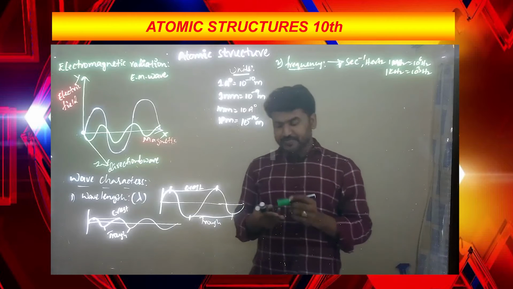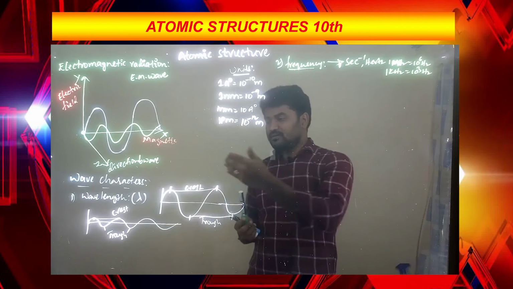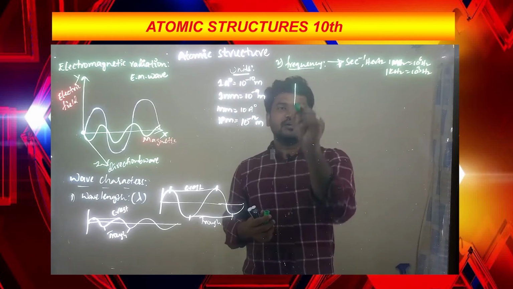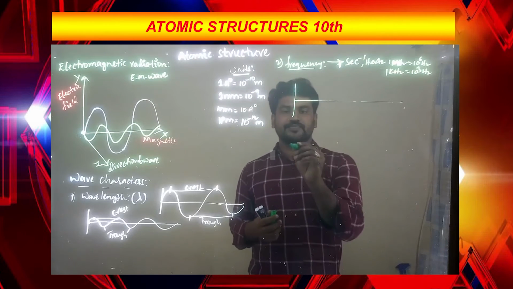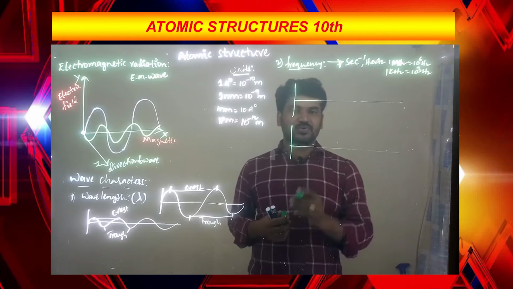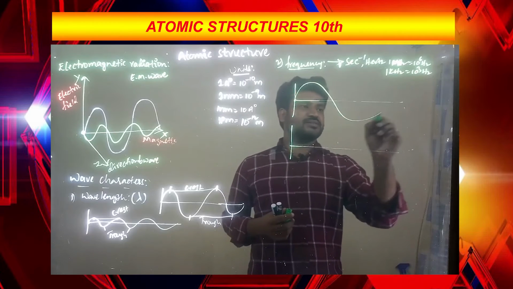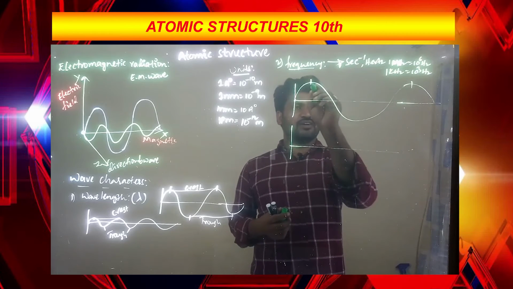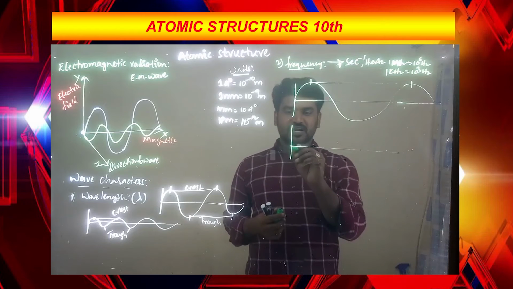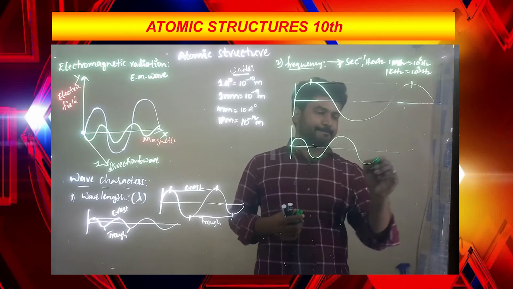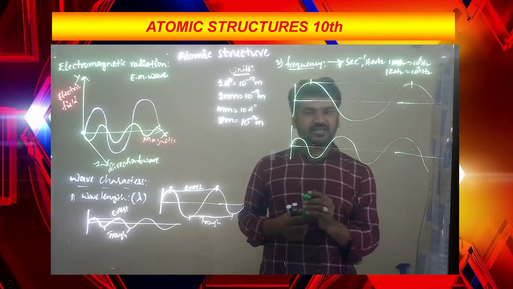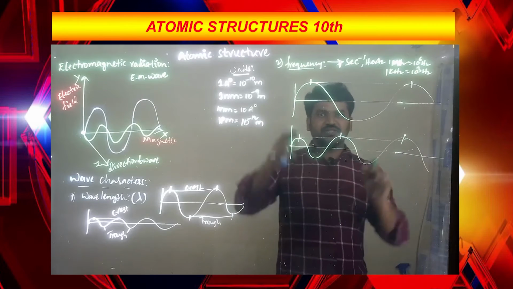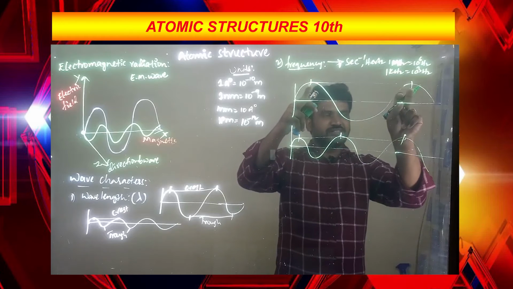And how are this wavelength and frequency related? Just try to understand here. Here I am taking two waves. One wave contains only one wavelength, only one wave is there here, right? And another is there like this. You can see two waves are there, right? You see this. Now the wavelength is more.